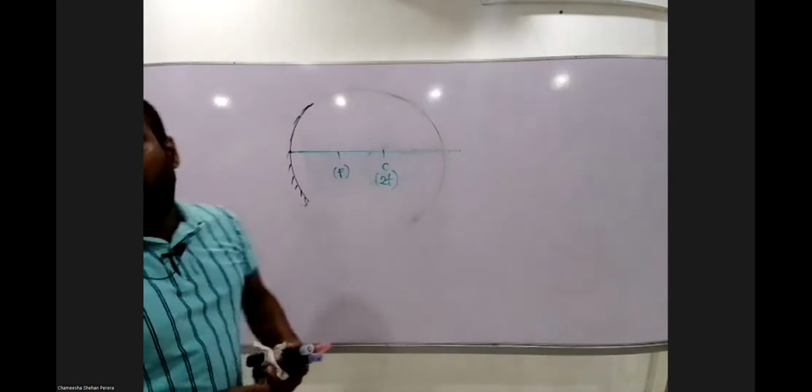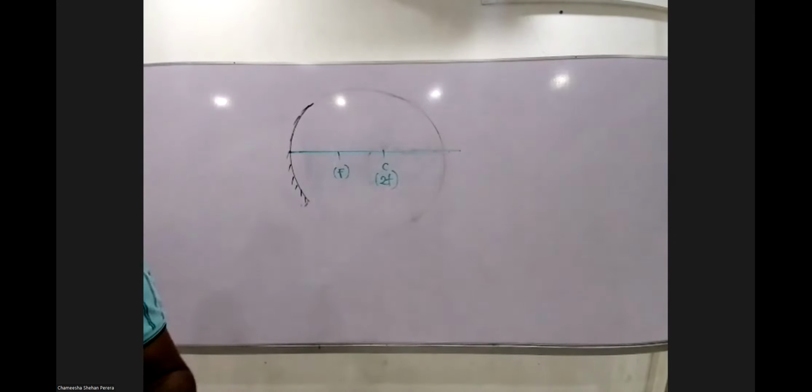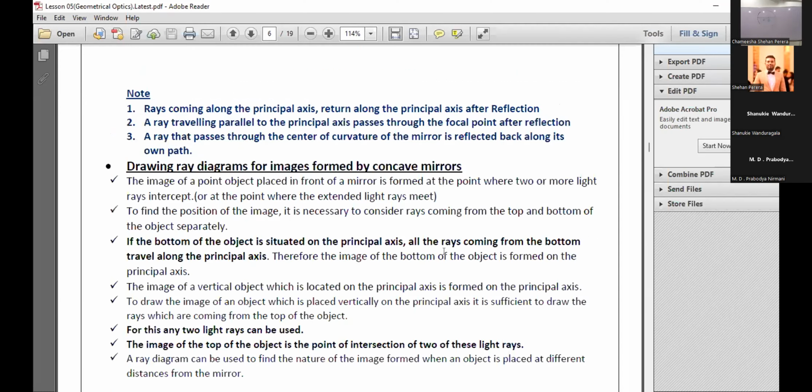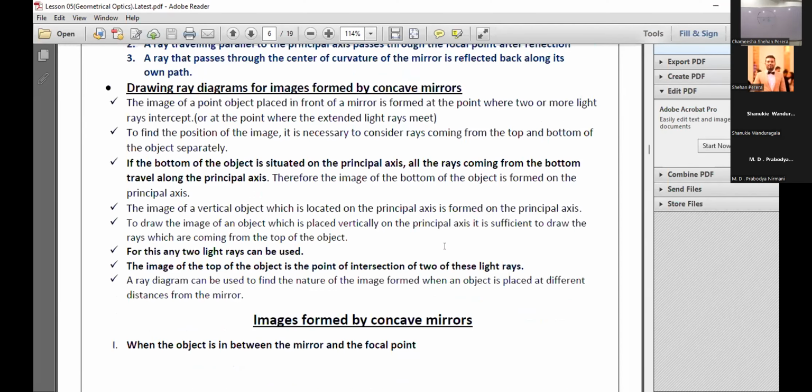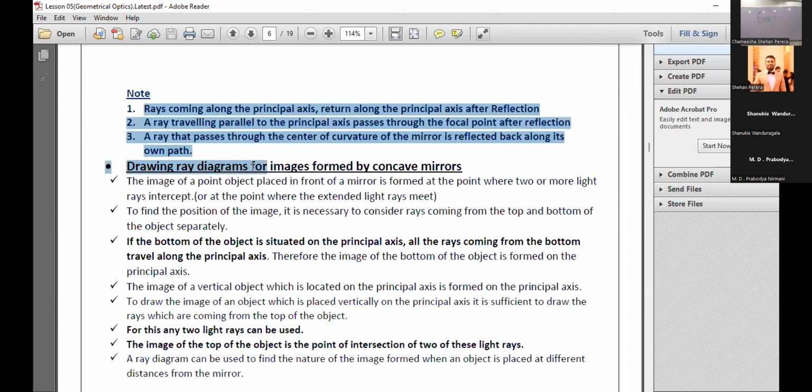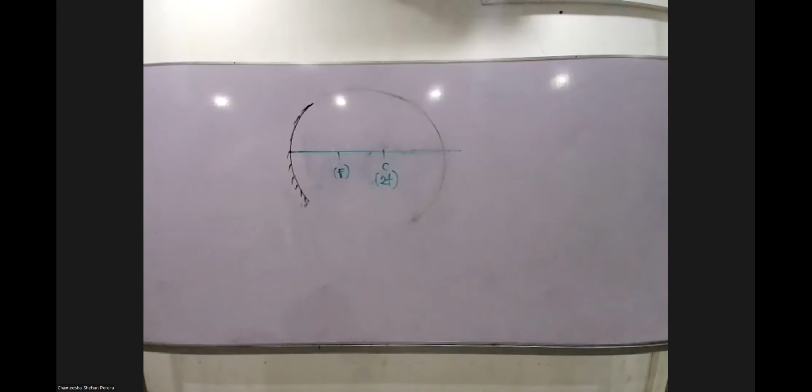So before that, we have to follow a few things, right? A few instructions other than what I just said. So you just want to read it. Can you read it for me, please? Rays coming along the principal axis return along the principal axis after reflection. Okay, so I hope you can remember that, right?